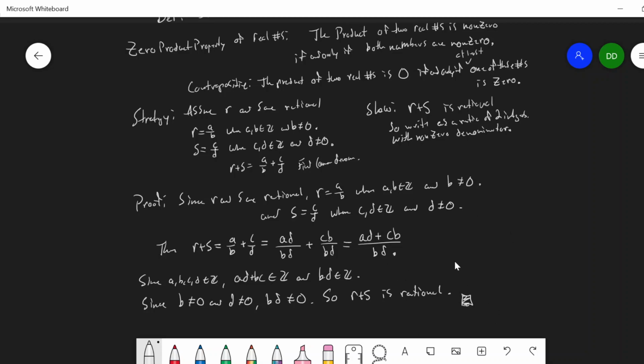So now we can use this in other proofs. We know that if I have two rational numbers, then their sum also has to be rational. We'll use this result that we've proven later on in the chapter.